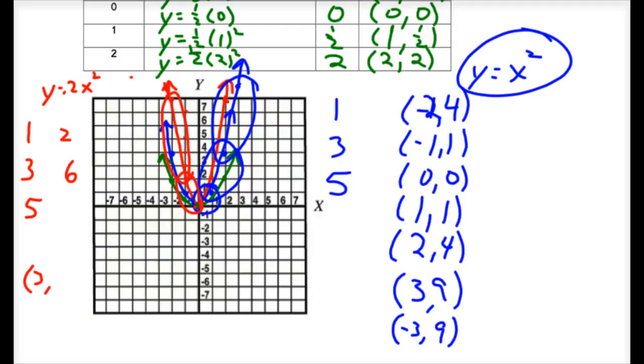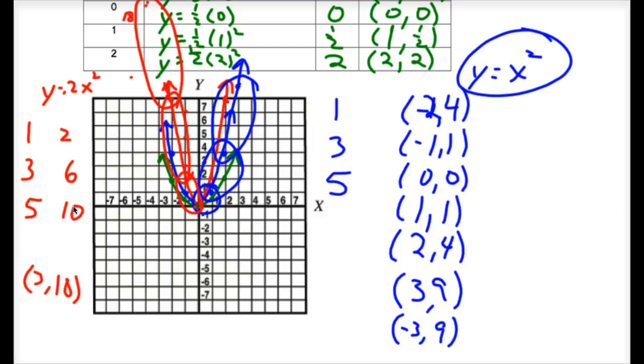The green one is 1.5 and 2.5, because at 3, think about it, 3 squared is 9, times 2 is 18. So we go all the way up to 18. What's the difference between 8 to 18? 10.